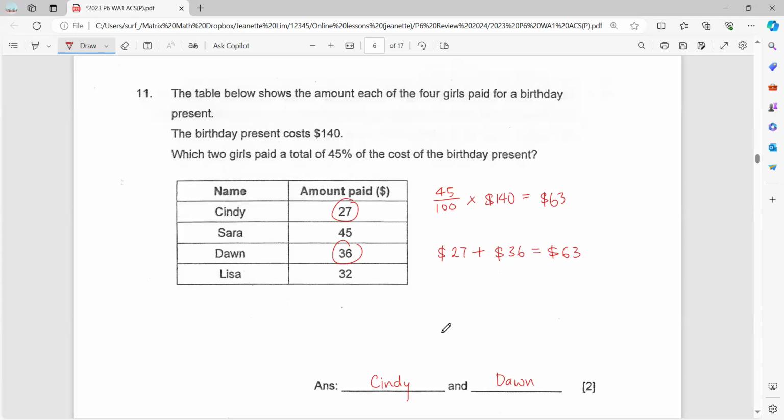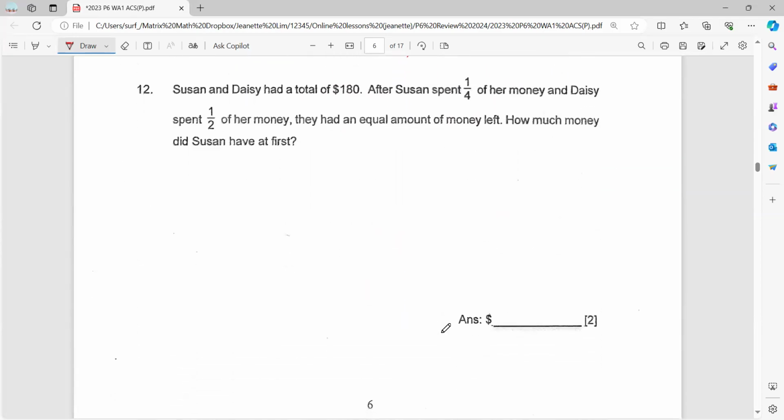Question 12. Susan and Daisy had a total of $180 after Susan spent 1/4 of her money and Daisy spent half of her money. They had an equal amount of money left. How much money did Susan have at first? There are a few ways of doing this question. You can do before, change, after, or you can use ratio, or you can use equivalent proportion, since they said that they had equal amount of money left.